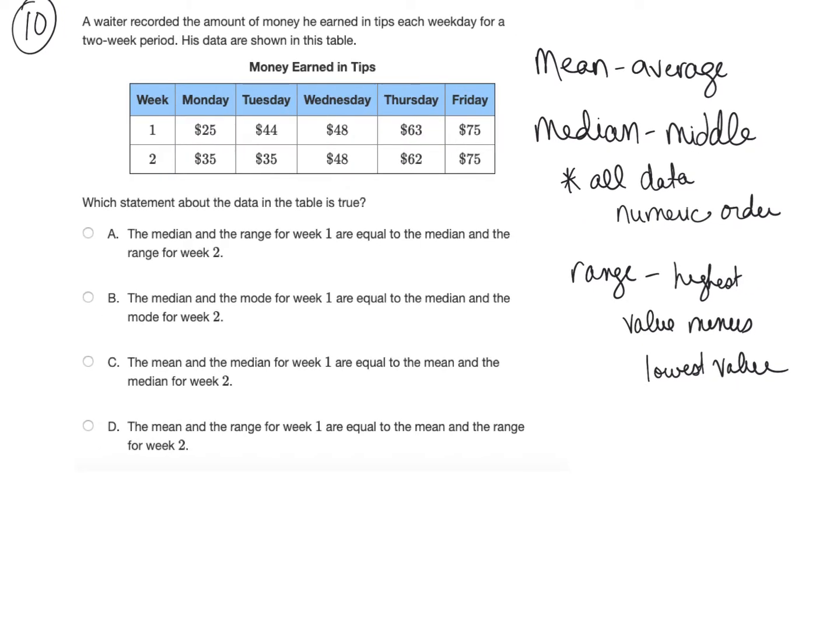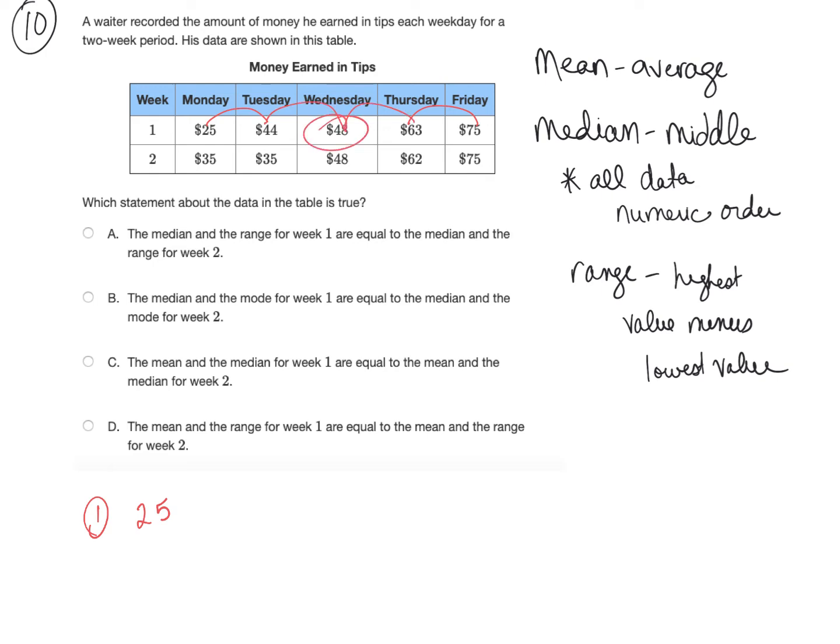So for week 1, our lowest value is 25. Then 44, and actually it looks like it is in numeric order: 25, 44, 48, 63, 75. So they did something nice and actually put them already in numeric order for you. So that's one thing we don't have to worry about. The median for week 1, of course, is the middle. So start at one end and count in.